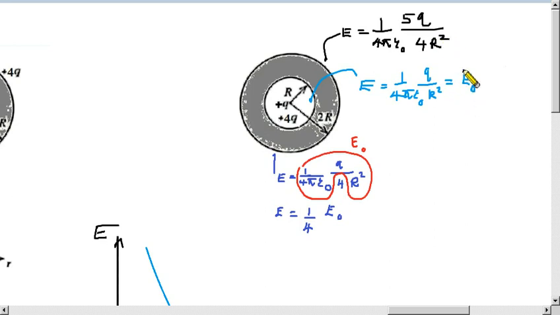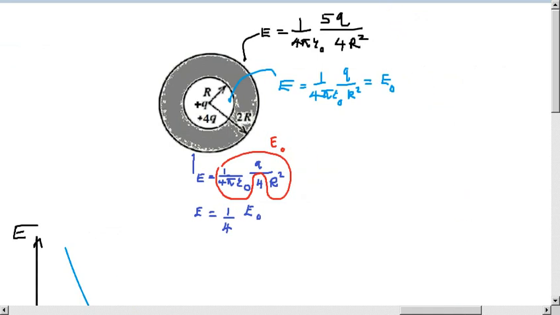So we have to then convert into how many E naught there are. Let us cover 1 over 4 pi epsilon naught q divided by r squared. This part is E naught. Then we can write 5 divided by 4 times E naught. So this one is the actual intensity with both the charges.